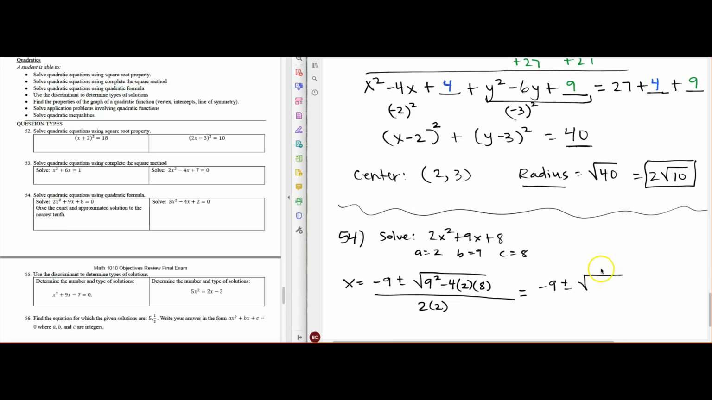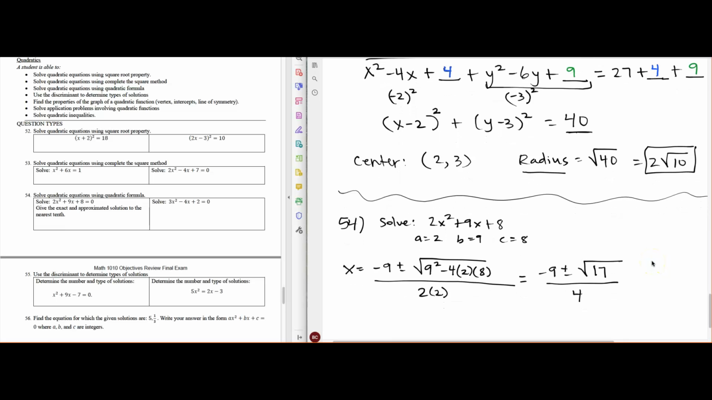So that's going to give us 17 inside there, and then all divided by 4. Okay, and again, notice that this says to give the exact and approximated solution. Well, on the final, it'll only ask you to give it one way or the other, but they're just trying to make sure that you know how to do that, right? So this would be the exact answer, and these are those two different answers.